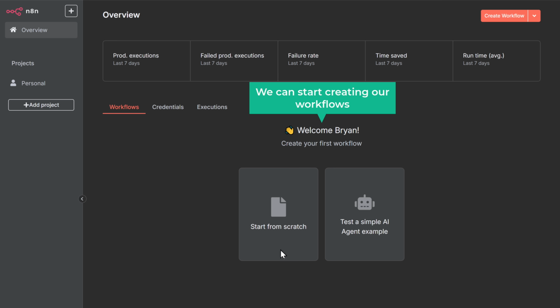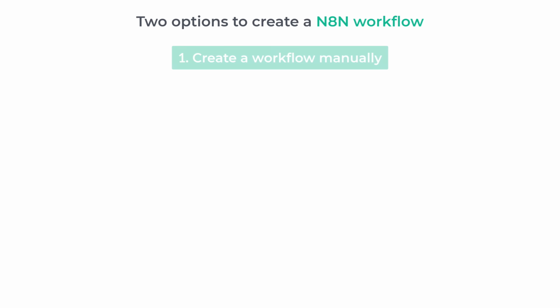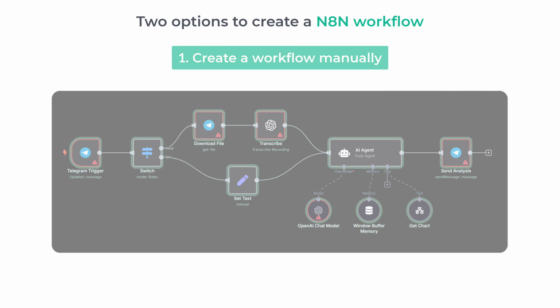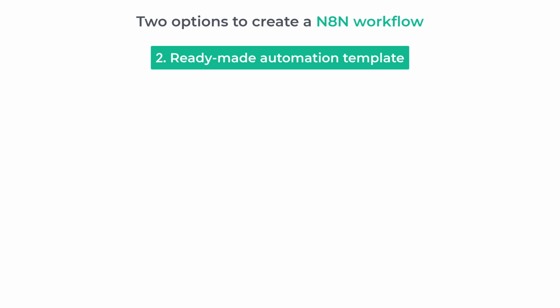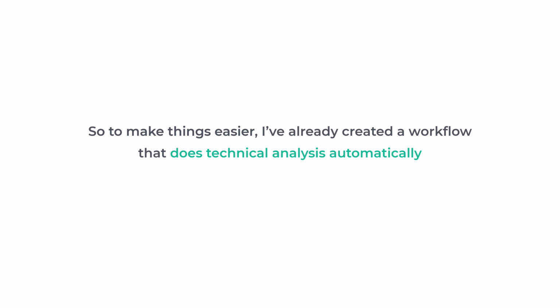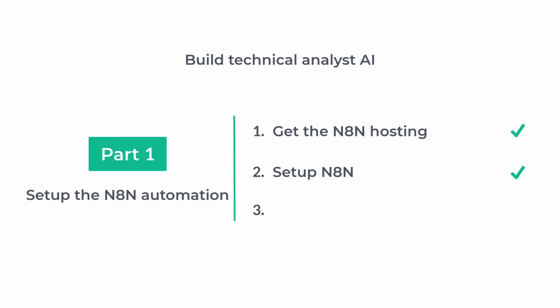start creating our workflows. You have 2 options. You can either create a new workflow and then build the engine manually by adding each node one by one, or you can use the ready-made automation template, which lets you quickly import the workflow and lets you use the agent immediately. So to make things easier, I've created a workflow that does technical analysis automatically, and it's already available in WebSpaceKit. So let's move to step 3, which is to import the workflow template.